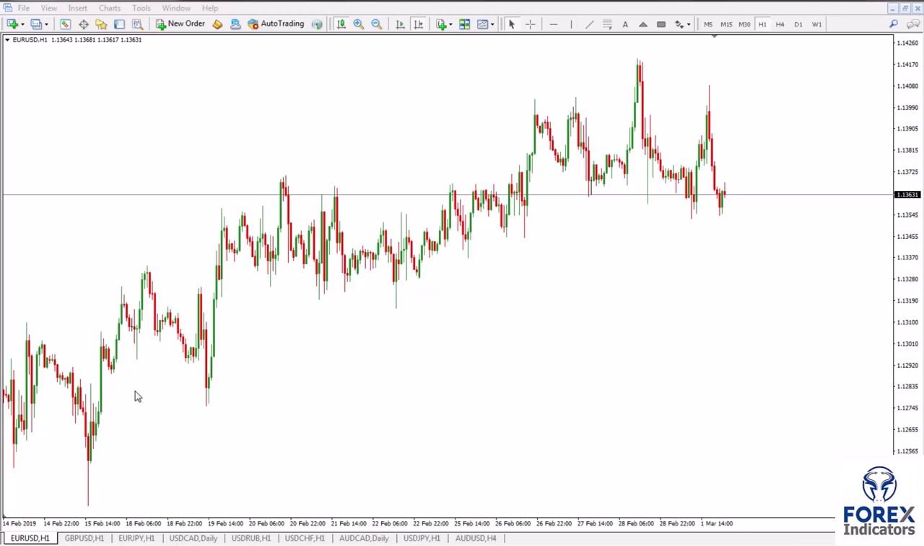The basic idea is that there is a structure on the chart. This structure consists of higher highs and higher lows in an uptrend, and lower lows and lower highs in a downtrend. When that structure is disrupted, we can assume that there will be a reversal in the original trend.